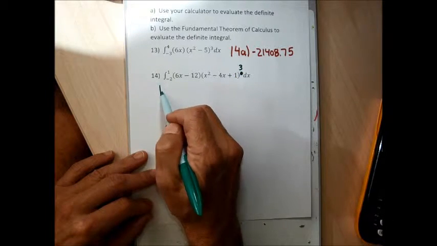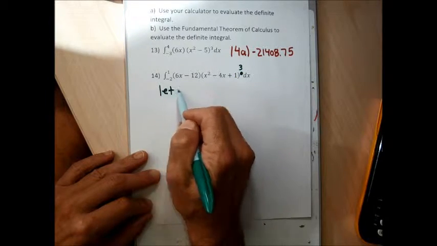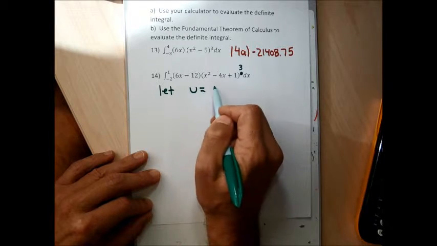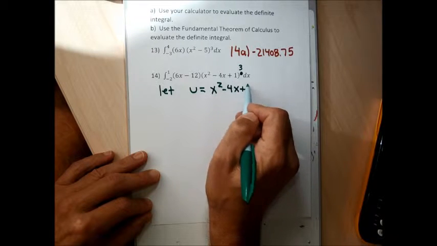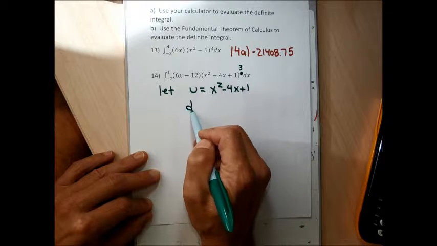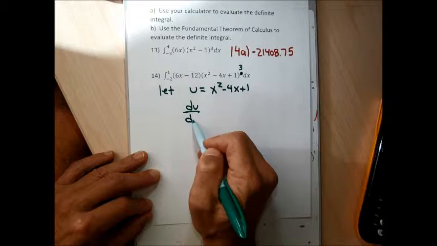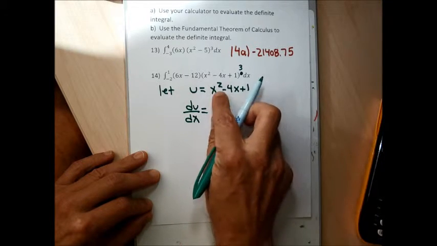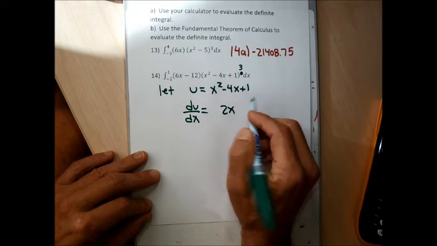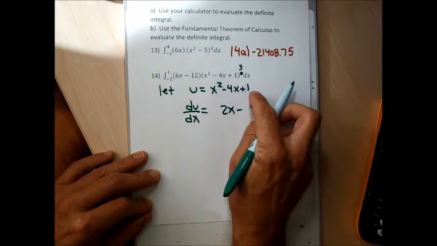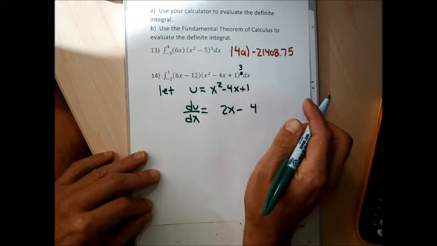So let me do the derivative, or the integration first. I'm going to let u equal x squared minus 4x plus 1. Then take the derivative. I get du dx equals the derivative of x squared is 2x. The derivative of minus 4x is minus 4. The derivative of 1 is 0.